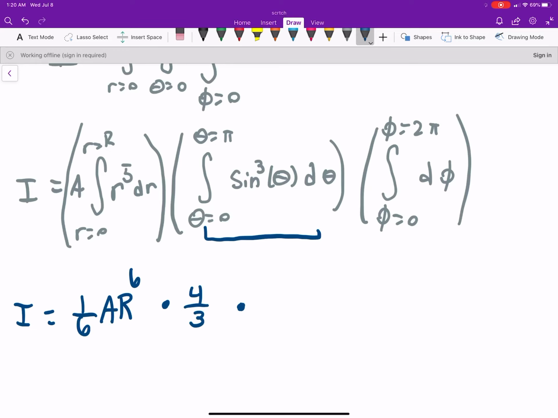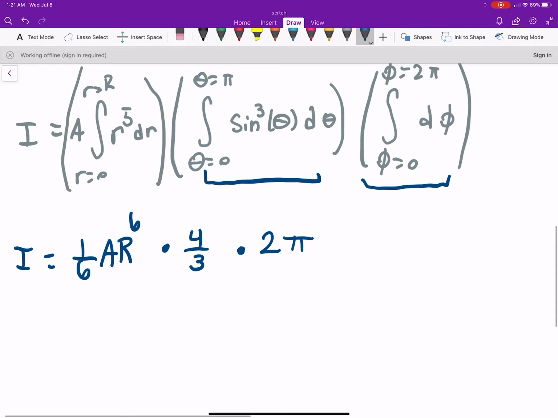If you had to do that, then I would probably break this up as sine squared theta times sine theta. Maybe do a power reduction formula and then some trig stuff, but I don't really want to make this a Calc 2 video, so just trust me there. It's what the computer said. And then this one's super easy. We know that's just 2 pi.